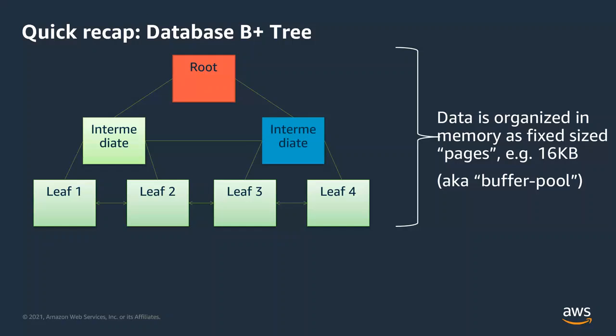To recap, think of a database. I'm just taking one data structure, a B plus tree. A representative diagram is here. Essentially, if a customer creates a table and has a number of columns, all the data is written into pages of fixed size. In this case, in Aurora MySQL, we use 16 kilobyte pages.